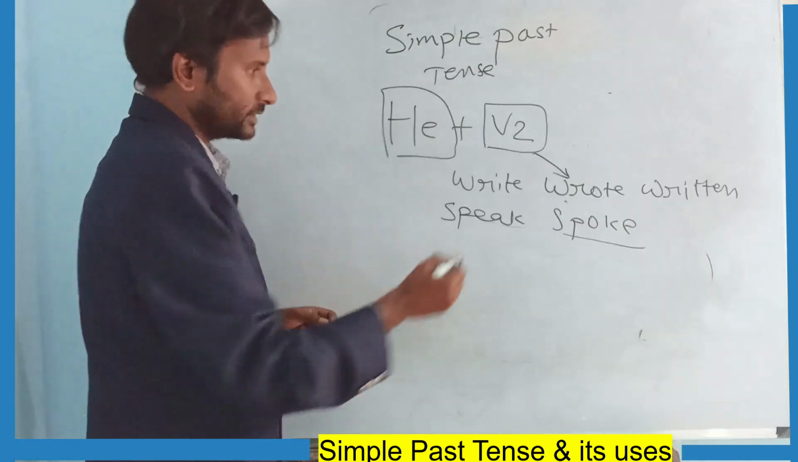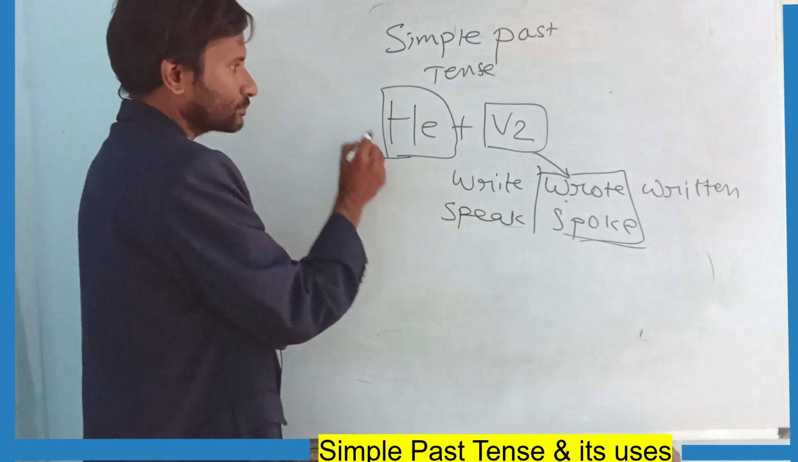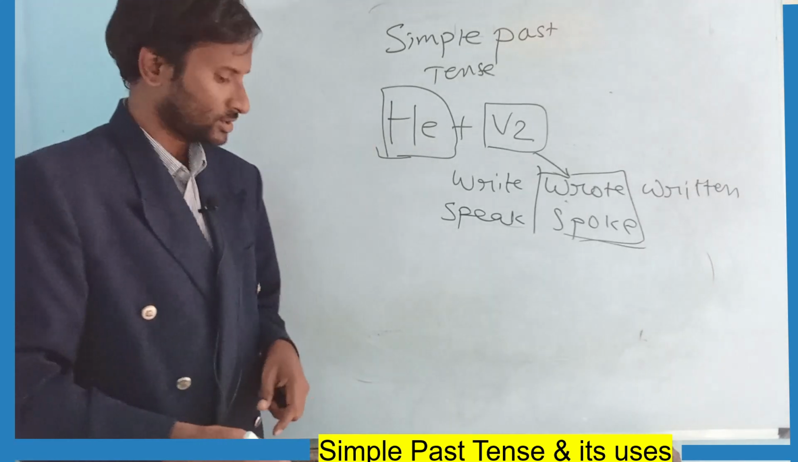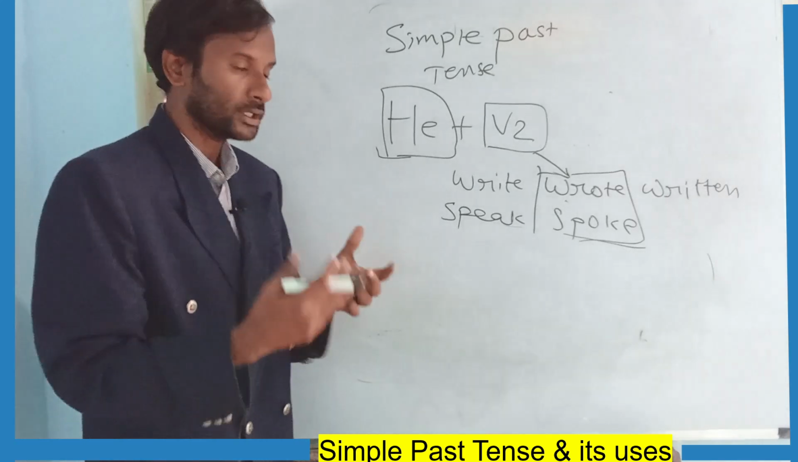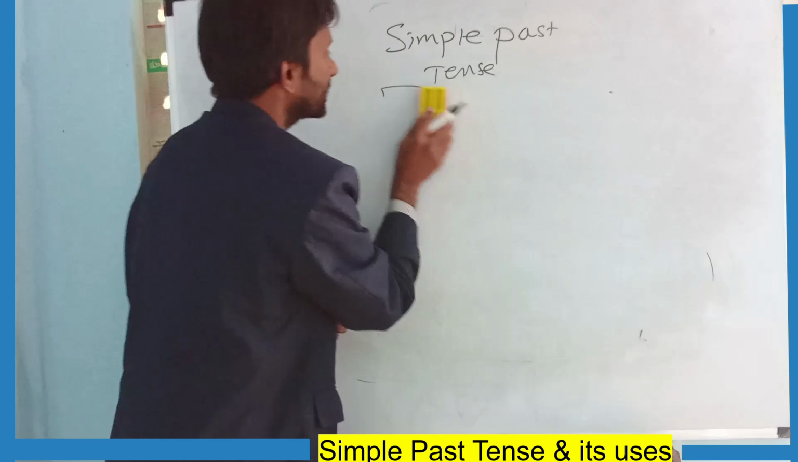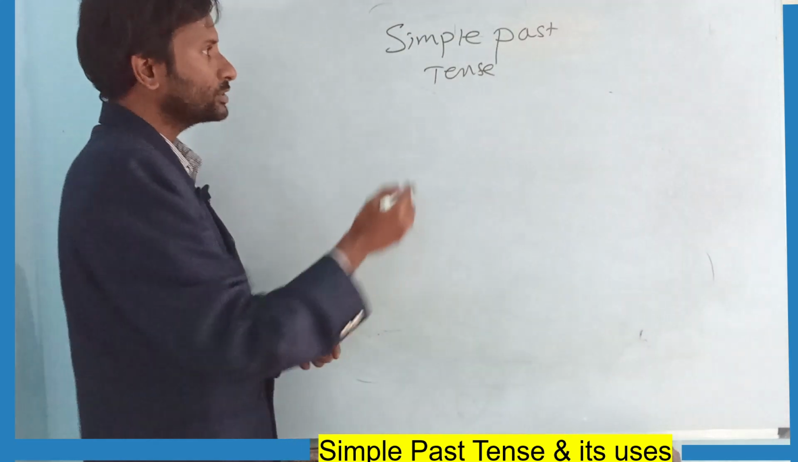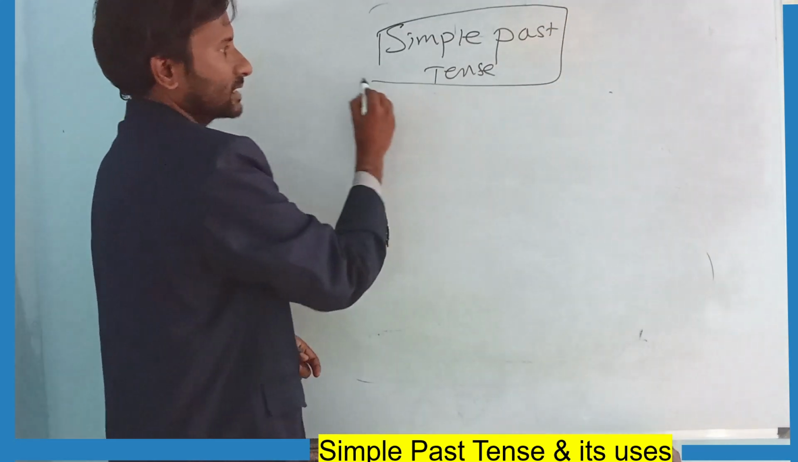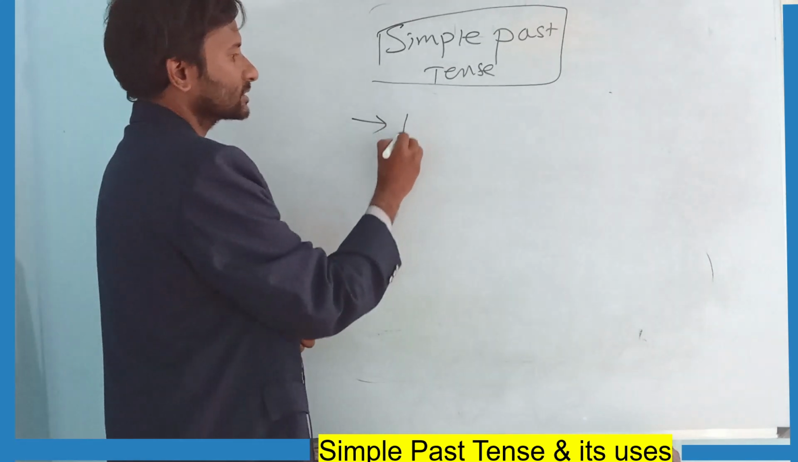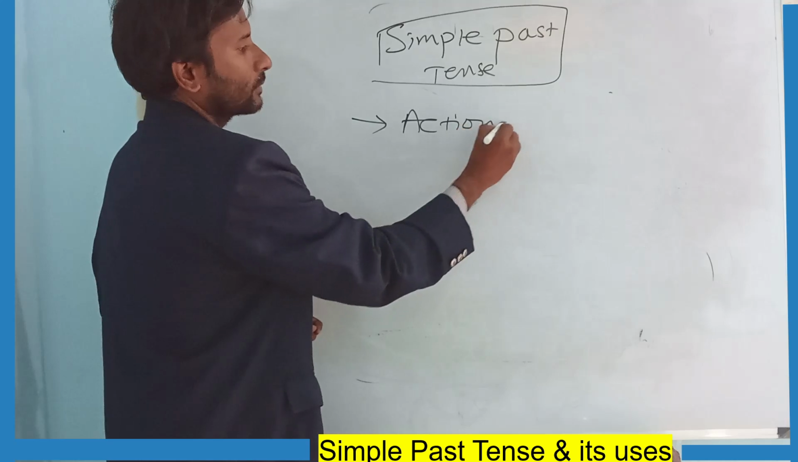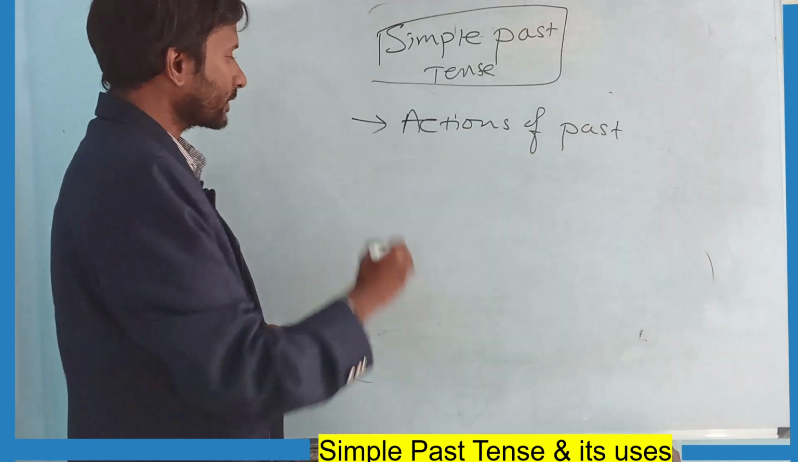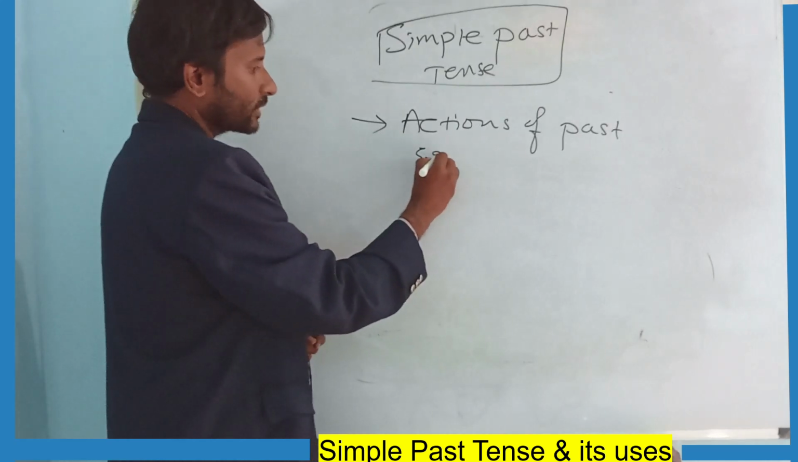So that's how we take this V2 and use it with the subject. That becomes simple past tense. Now where do we use this particular tense? That's very important when you speak in your everyday conversation. For example, let us take simple past action, which means, here itself it is there, past tense. So whichever action took place in the past. Actions of past.